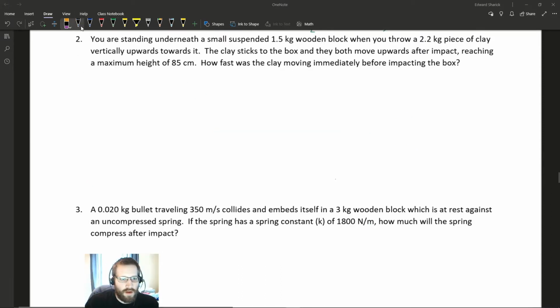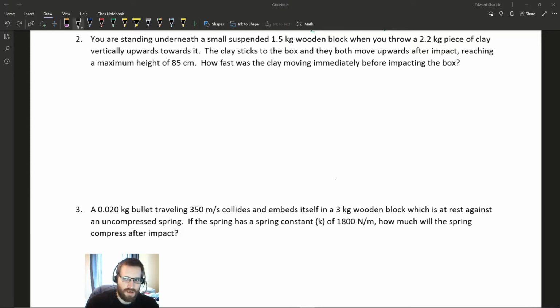All right, so in this problem, it's a little bit different than what we just did, but it has a similar feel or similar theme to it in terms of there being 3 different stages that we're going to be going through. In this one, we're kind of going in reverse order than the last one. So it says we're standing underneath a small suspended 1.5 kilogram block. We throw a piece of clay up at it. Clay is 2.2 kilograms. The clay sticks to the box and both move upward after impact, reaching a maximum height of 85 centimeters. How fast was the clay moving immediately before impacting the box?